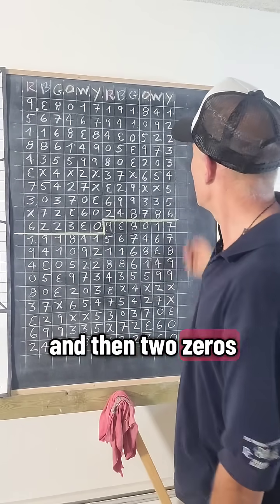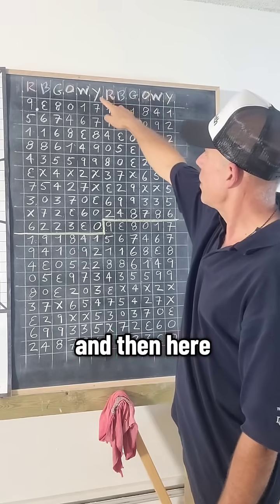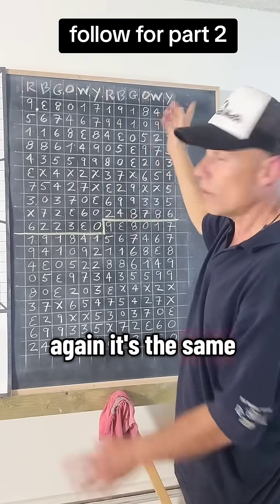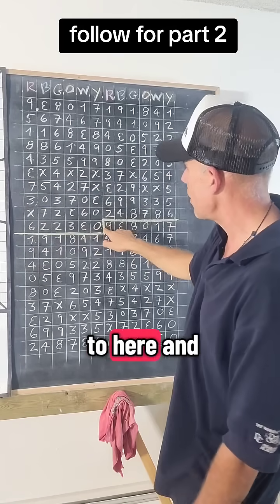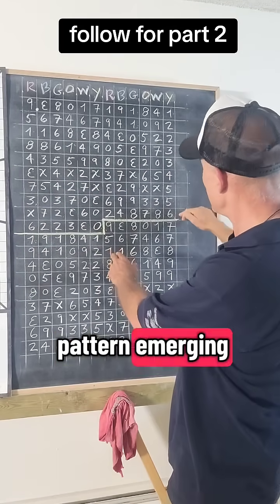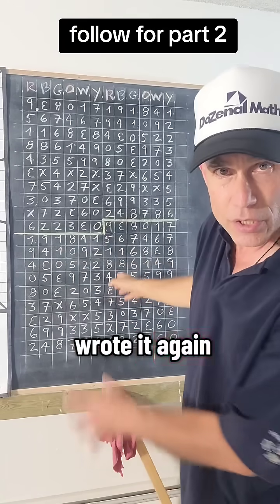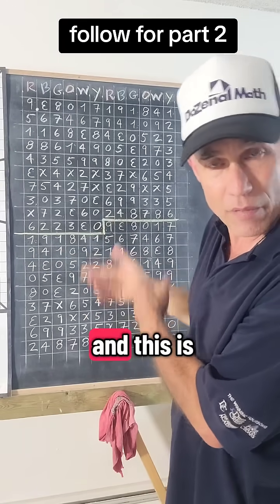2 zeros. And then you can see I've marked Y, and then here again, it's the same pattern, because what happened, I wrote the whole number out, and I got to here, and I saw this pattern emerging, so then I wrote it again. So this is actually 2 pi, and this is what happened.